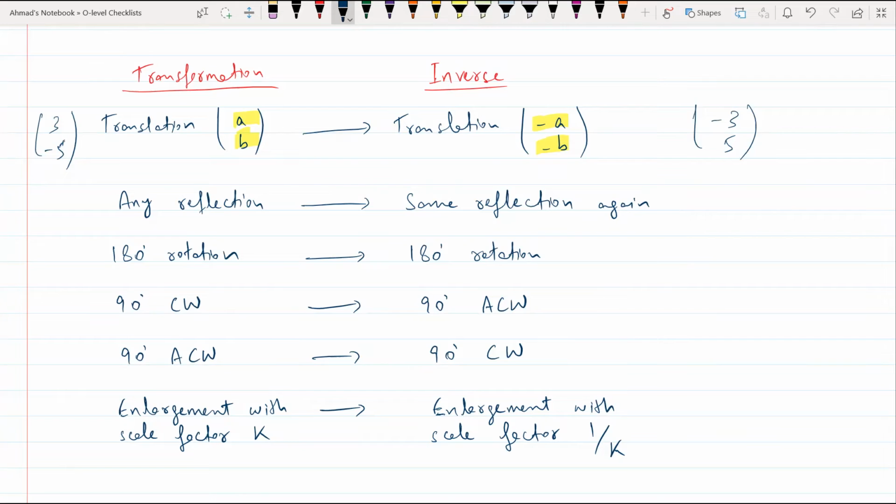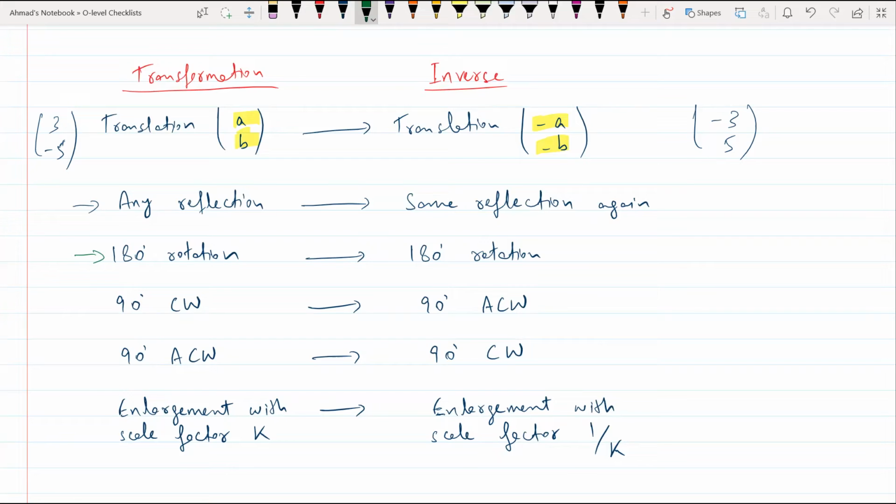Reflection का inverse वही reflection होती है. For example, x axis में reflect करेंगे तो उसका inverse क्या होएगा, वापस original object पे कैसे जाएंगे, x axis में दोबारा reflect करते हैं. So that's the same transformation again. Reflection में वही आप दोबारा reflection कर दो. Similarly, 180 degrees rotation करते हैं. 180 degrees rotation का inverse is also 180 degrees rotation. ठीक है, so वो भी वही रहता है.